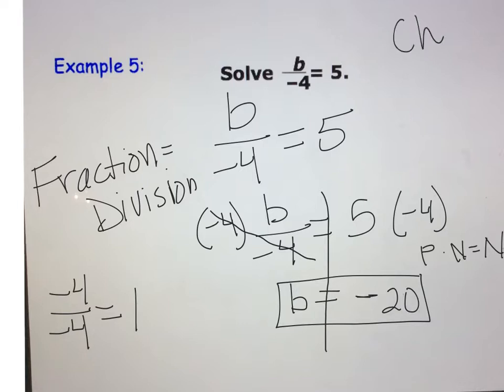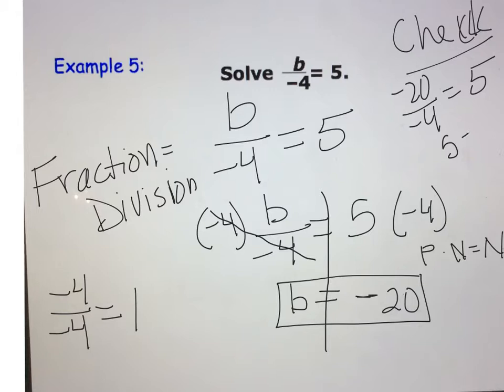Now again, we're going to check it to make sure we have the correct solution. We substitute our negative 20 into the equation. Negative 20 over negative 4 is equal to 5. I know that a negative divided by a negative is a positive. 20 divided by 4 is equal to 5. And my solution checks out.